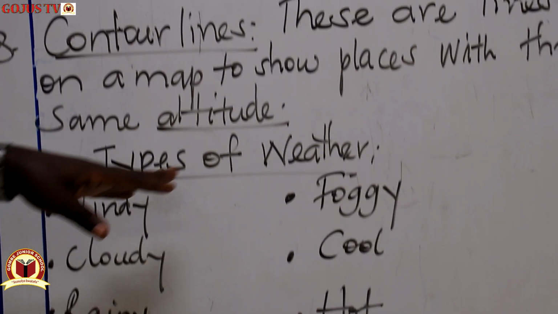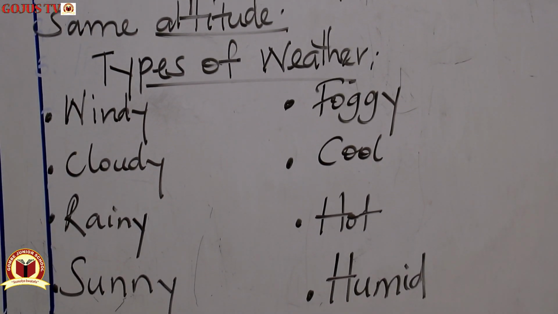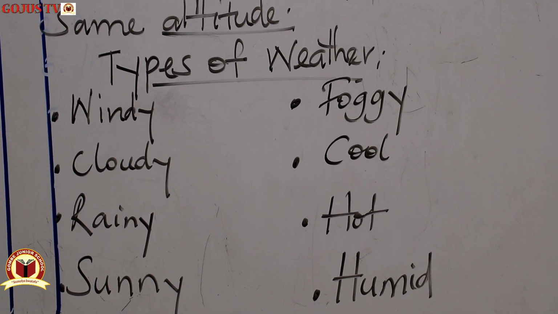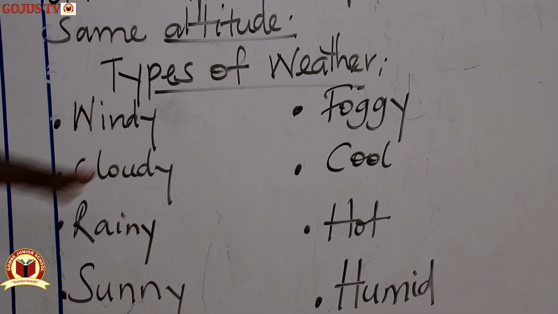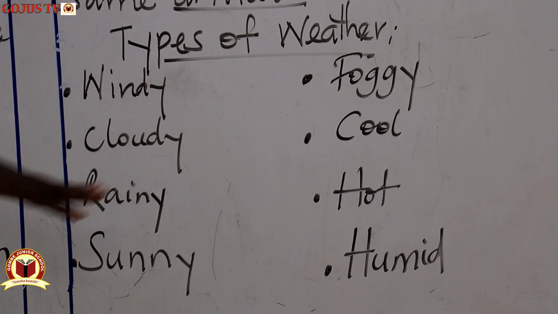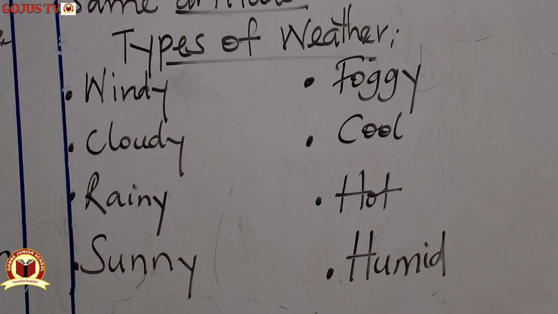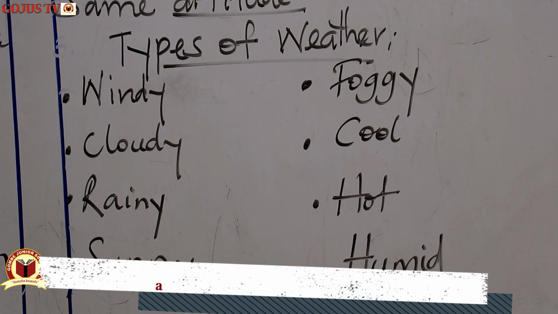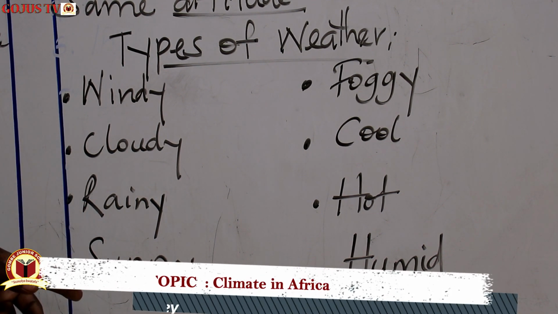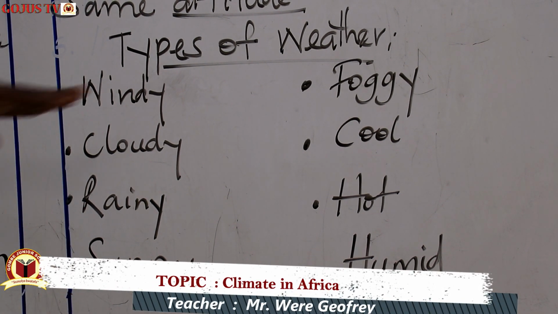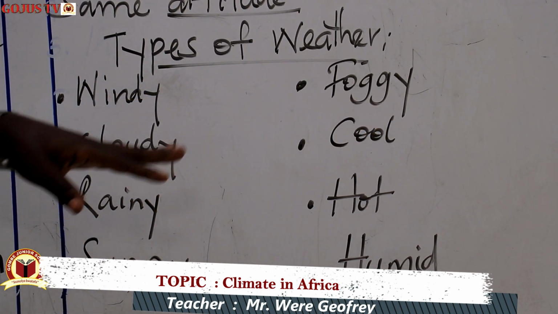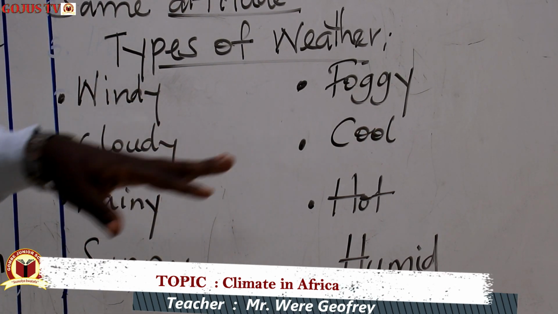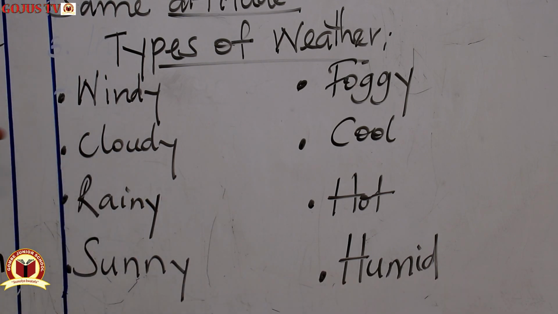Let us look at the types of weather. There are so many types of weather. We have windy weather, cloudy weather, sunny weather, rainy weather. Take note of the spellings of rainy and sunny. We have foggy weather, cool weather, hot weather, then humid. These are types of weather.